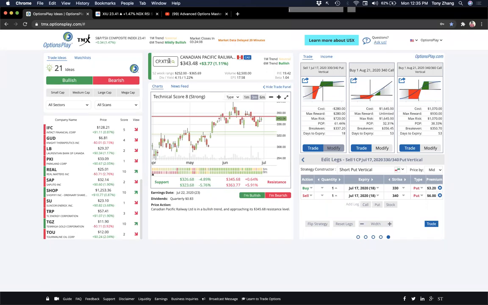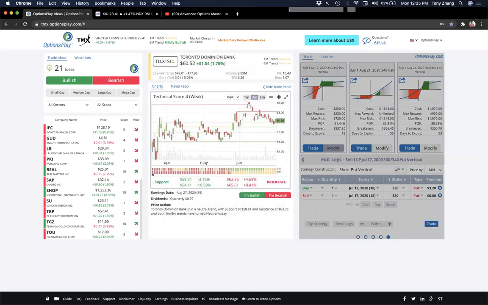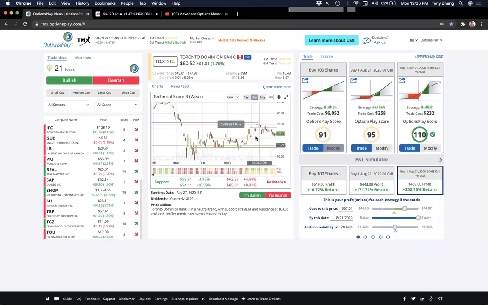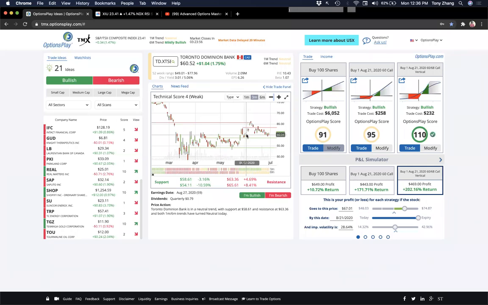I'll do one more, TD. This one has substantially more options. And I want to use TD because TD has a very similar setup. It is one of the stronger names out of the banks. Many of the other banks have not cleared what I considered a major level here. So you have this major resistance level that has held for quite some time in March, in April, in the beginning of May, and it finally broke out at the end of May above this level.